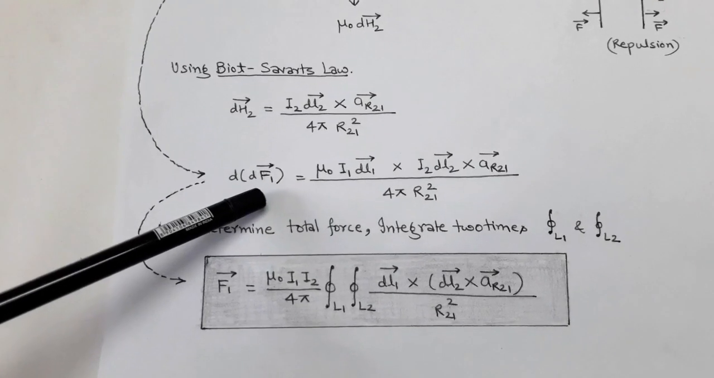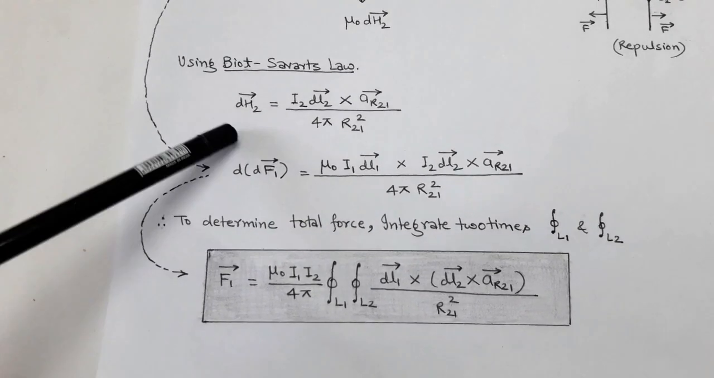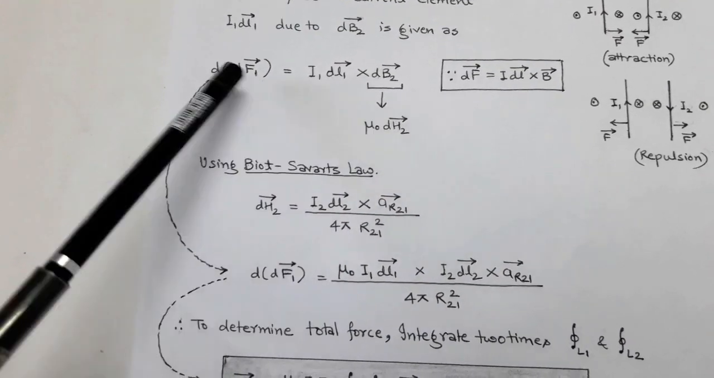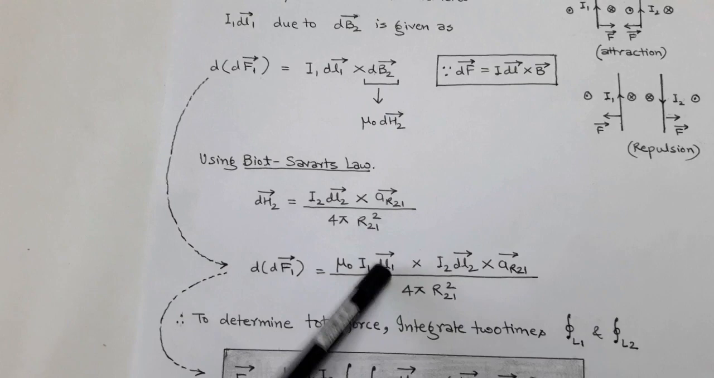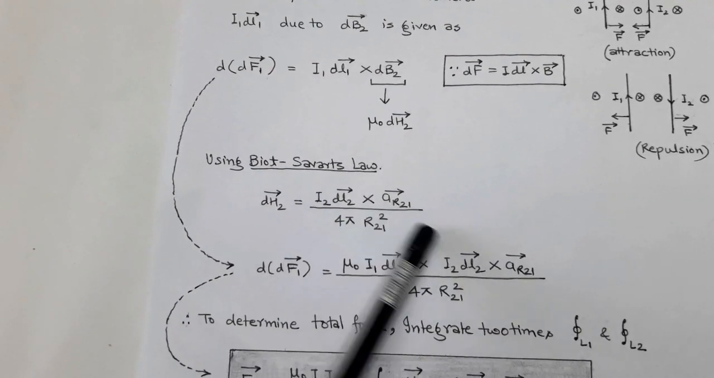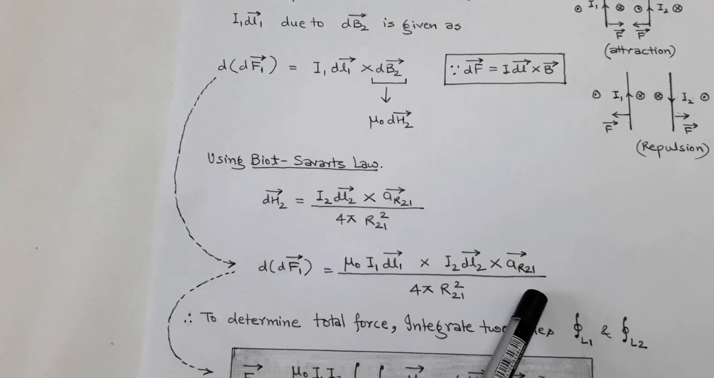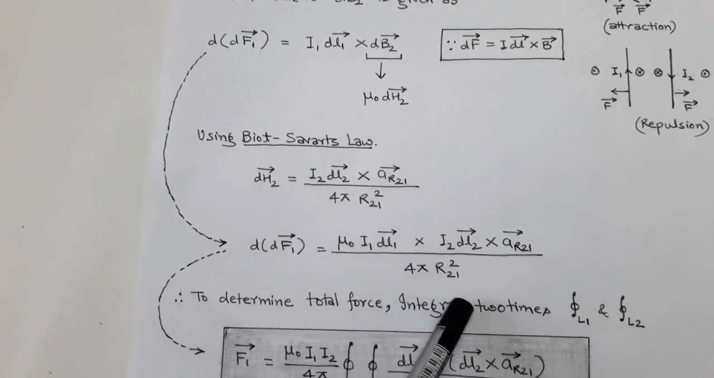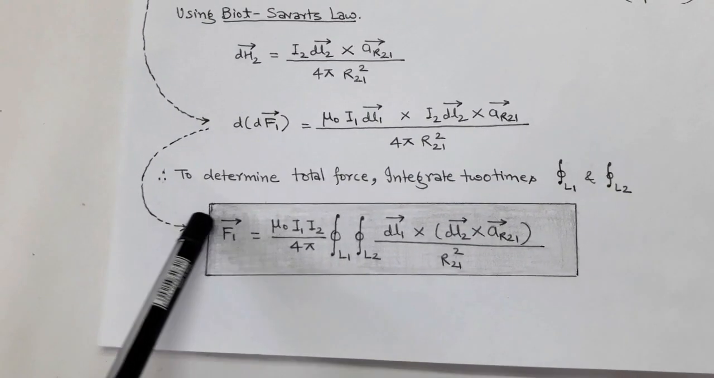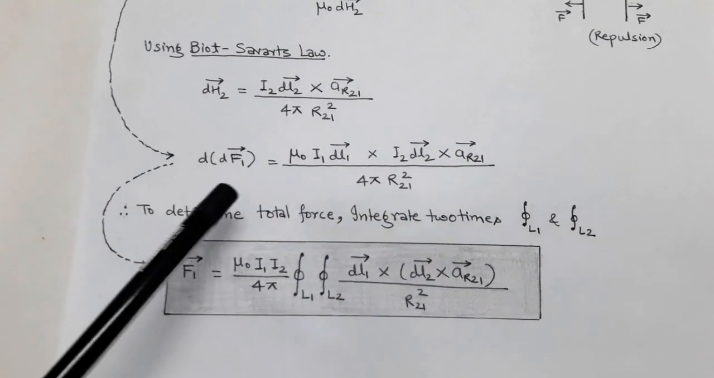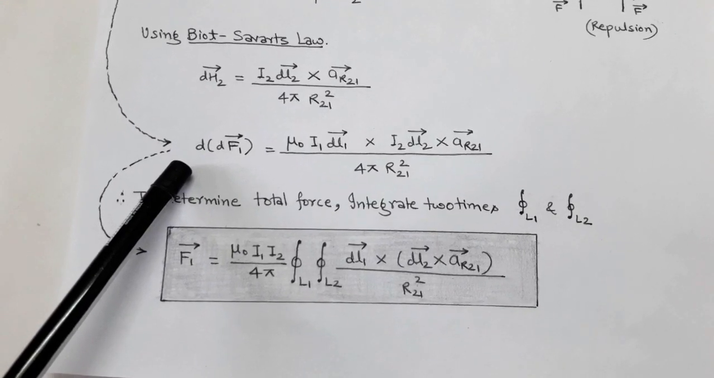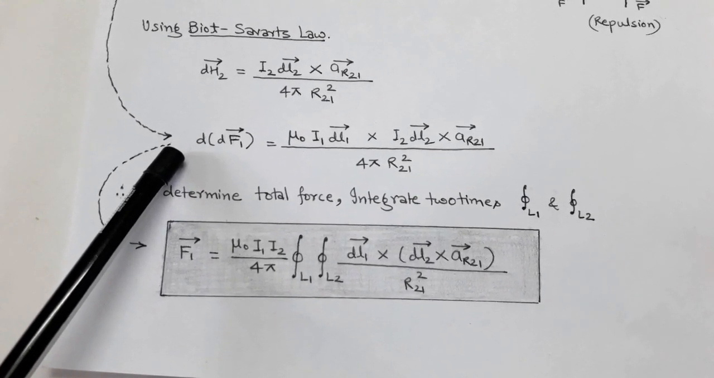So after putting the value of dH2 in the above equation, we get the differential force dF1 equals mu naught I1 dL1 cross I2 dL2 vector cross unit vector R21 upon 4 pi R21 squared, that is the magnitude R21 squared. So in this way we can determine the force on a current element I1 dL1 due to differential magnetic field dB2 by using Biot-Savart's law. Now this is a small differential force on current element I1 dL1 due to differential magnetic field dB2.